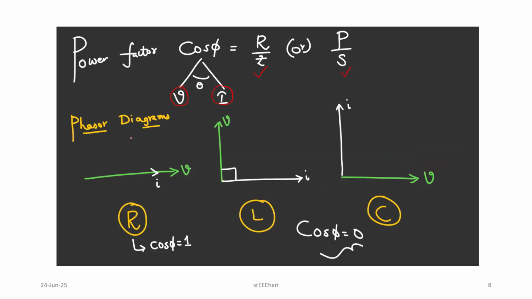These are the phasor representations for the resistor, inductor and capacitor. For the resistor, both voltage and current are in phase. Is there any angle? It's obviously 0. What's the power factor here? Cos 0 is equal to 1.